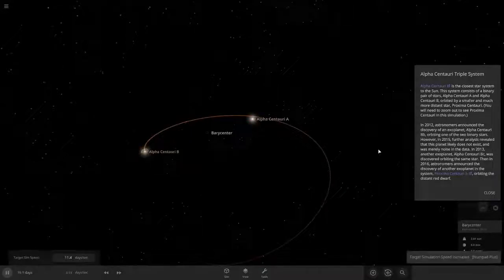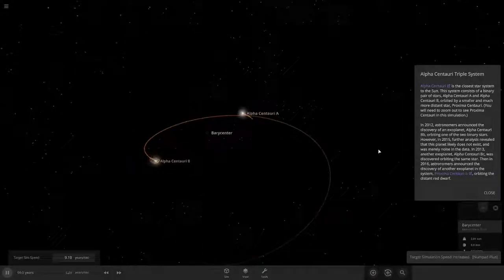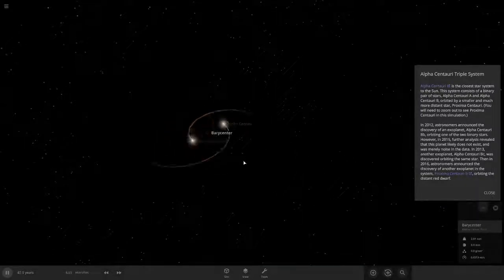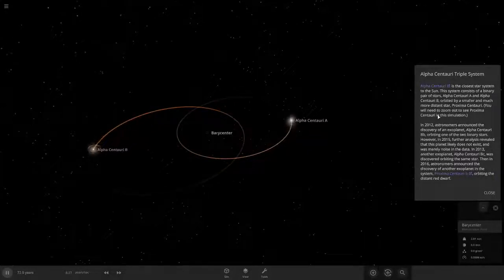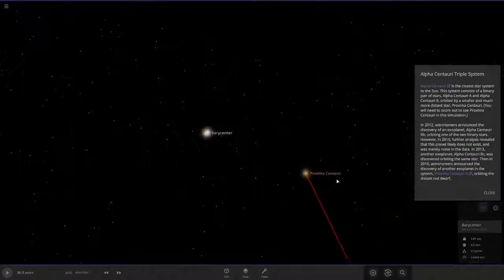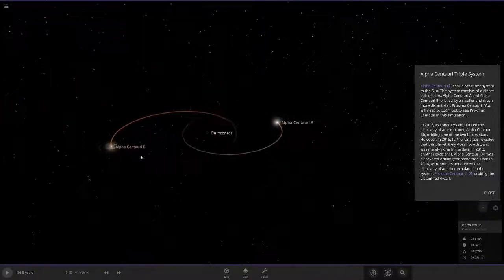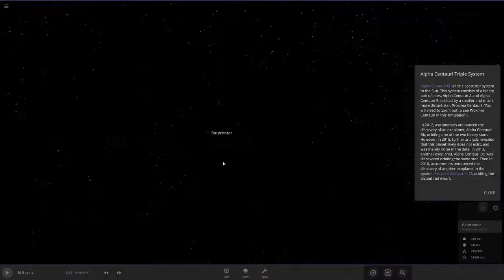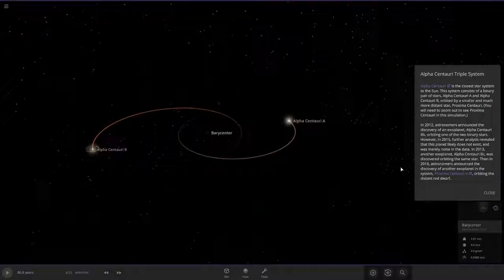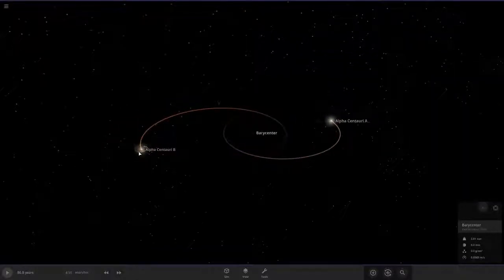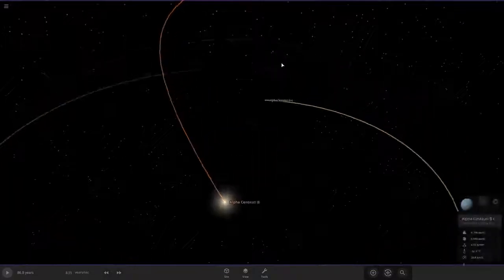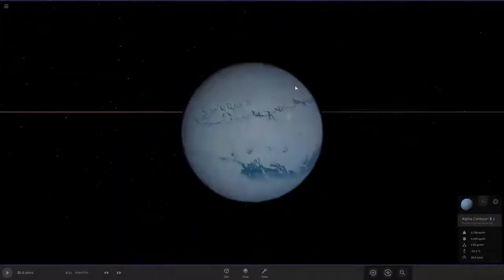Binary stars, and then Alpha Centauri A and Alpha Centauri B. And it talks about... You need to zoom out to see Proxima Centauri. Okay, there's Proxima Centauri. So Alpha Centauri B. The barycenter here of the binary system is a mathematical point. Okay, here we go. This is Alpha Centauri BC.